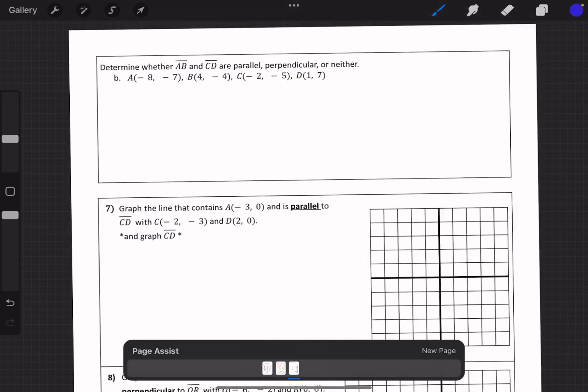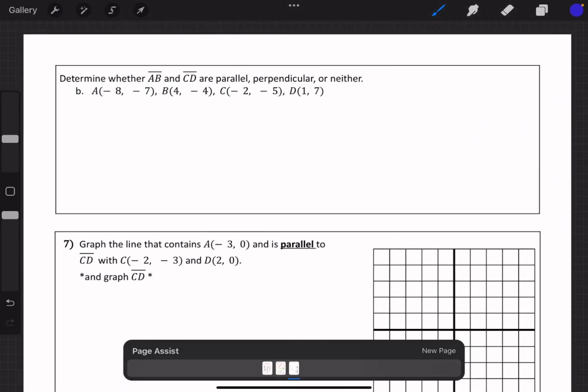All right, so I want you to pause and you are going to do this one at the top. So you're going to find the slope of AB, you're going to find the slope of CD, and then you're going to ask yourself parallel, perpendicular, or neither. So pause the video and do this problem.